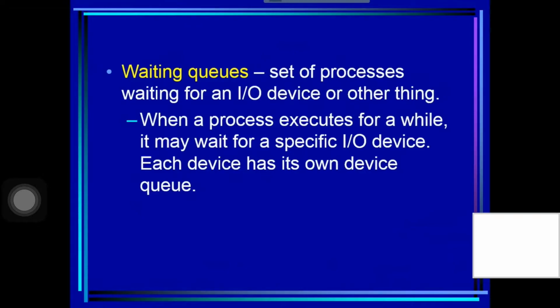Suppose the process makes an I/O request to a shared device, such as a disk. Since there are many processes in the system, the disk may be busy with the I/O request of some other process. The process therefore may have to wait for the disk. The list of processes waiting for a particular I/O device is called a device queue. Each device has its own device queue.